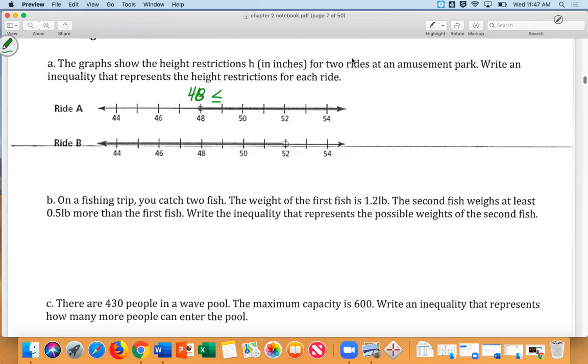Well, there you go. That's how you make it a 48. So what I do is this. See how this is shaded? That's where my X is going to go. I always use the same type of symbols. The mouth always opens to the right with these. So I have 48 is less than or equal to X, and I'm done. Meaning this: you have to be 48 inches or taller to ride Steel Force.